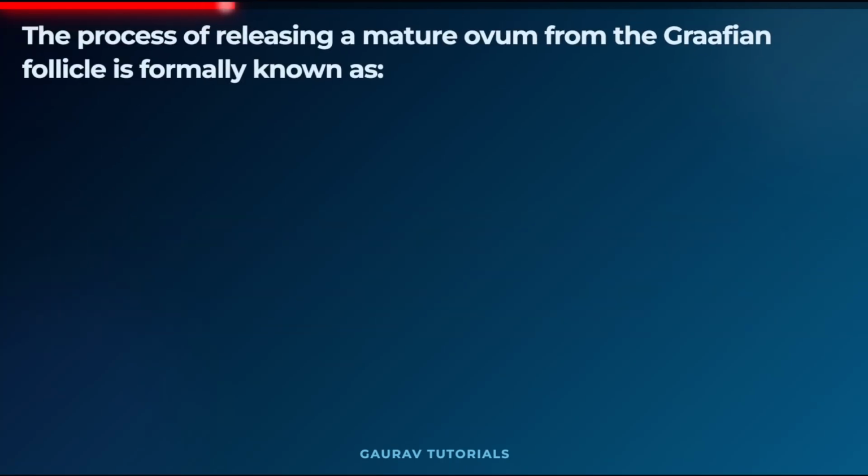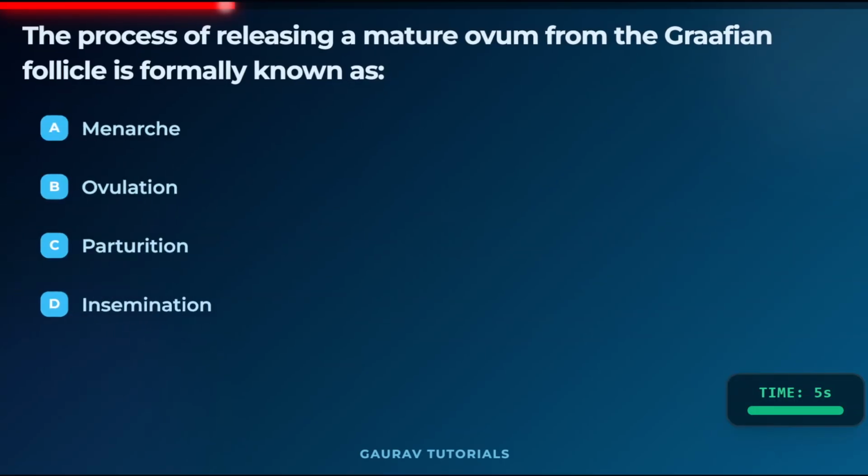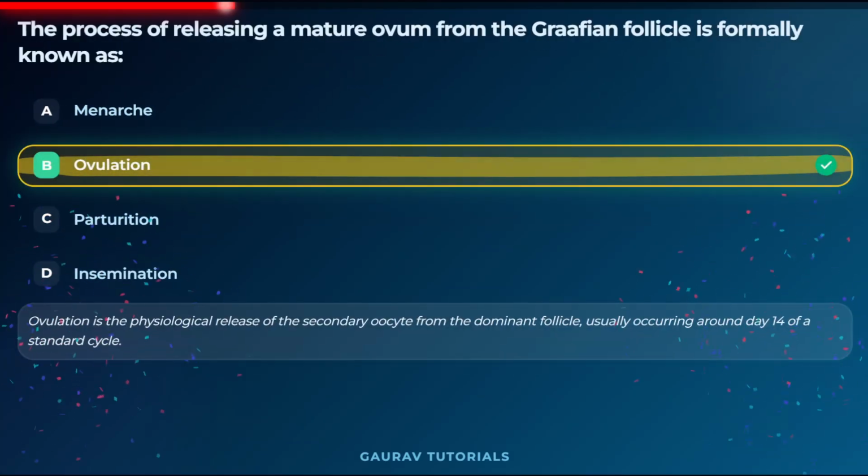Next question. The process of releasing a mature ovum from the Graafian follicle is formally known as... The options are... the correct answer is option B, ovulation. It's a physiological release of the secondary oocyte from the dominant follicle. Usually it occurs around the 14th day of the standard cycle.